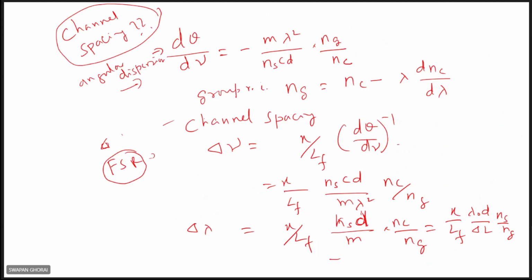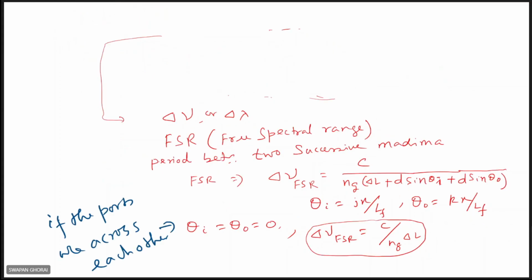So it is based on angular dispersion, d theta by d nu. From this, you can find out the channel spacing. What will be the channel spacing for a particular arrayed waveguide grating? Also, it will be in terms of lambda; you can find that out. Another term is the free spectral range. You see, the free spectral range actually indicates the period between two successive maxima. So these are the expressions, where theta i and theta 0 are the diffraction angles on the input side and the output side.